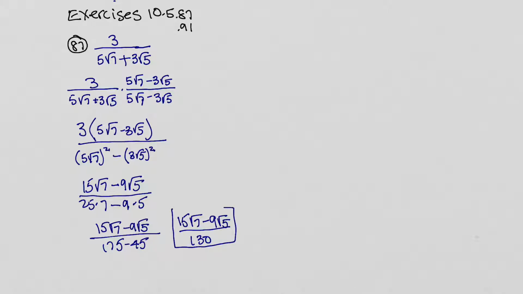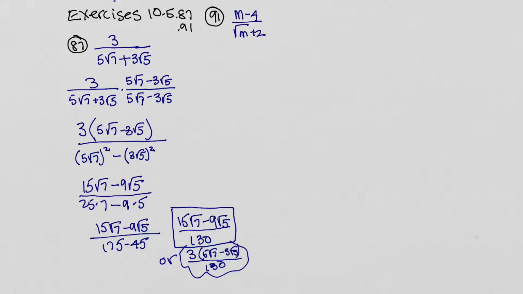Now we could do this, or if you wanted to, back here, we multiplied through with that 3. If you don't want to do that, that's perfectly okay. So what we could do here is write it as that 3 times 5 square root of 7 minus 3 square root of 5 all over 130. But the 3 and the 130, nothing cancels there. So either form is good.